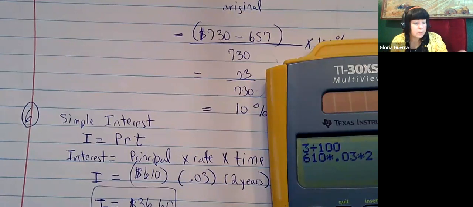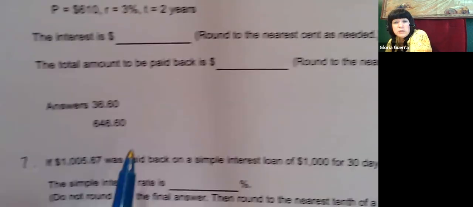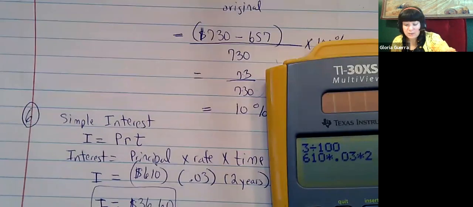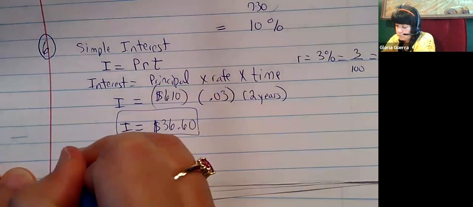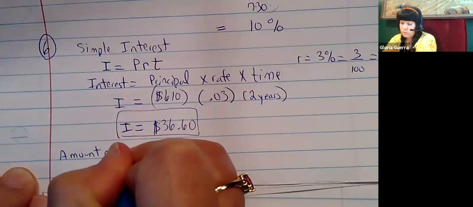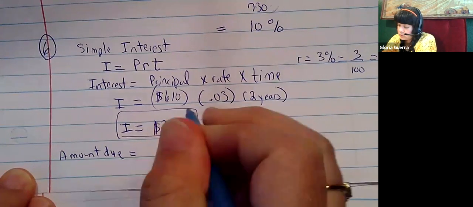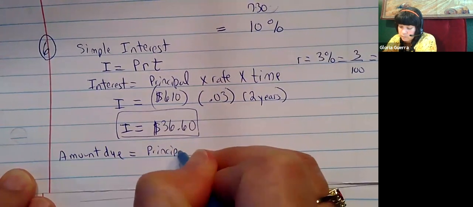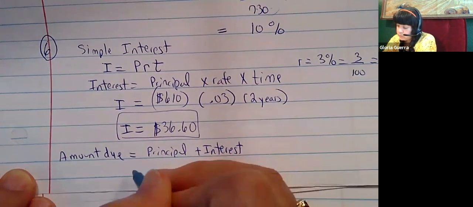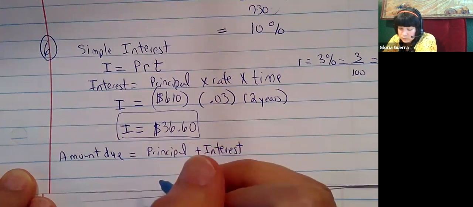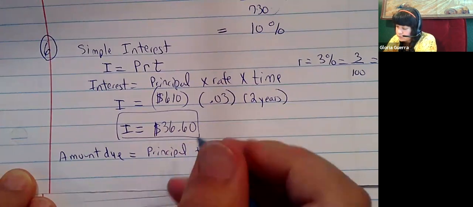Okay. And you can see that matches this here. And then they want the total amount to be paid back. So I'm going to write that here, the amount due. The amount due is the principal plus the interest.